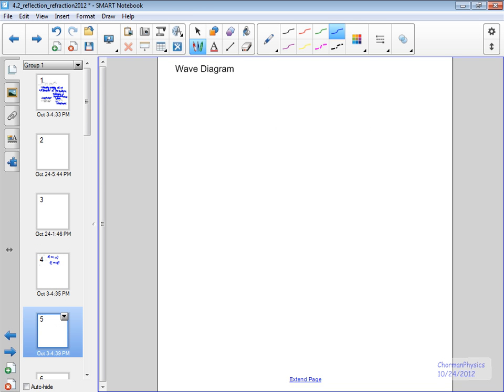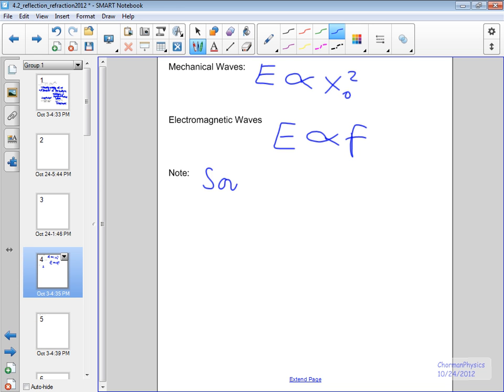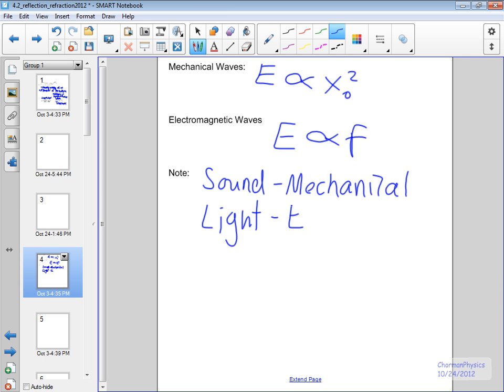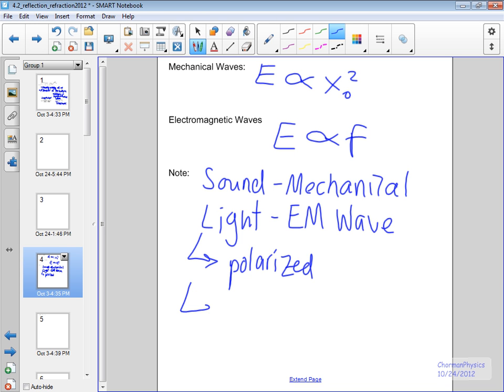So we have a wave diagram here. Really quickly, just to point out, sound is a mechanical wave. Light is an electromagnetic wave. Only light can be polarized, and both can travel through air. Just a quick little point. We're going to talk about what polarization is in a little bit. Both can propagate through a gas.